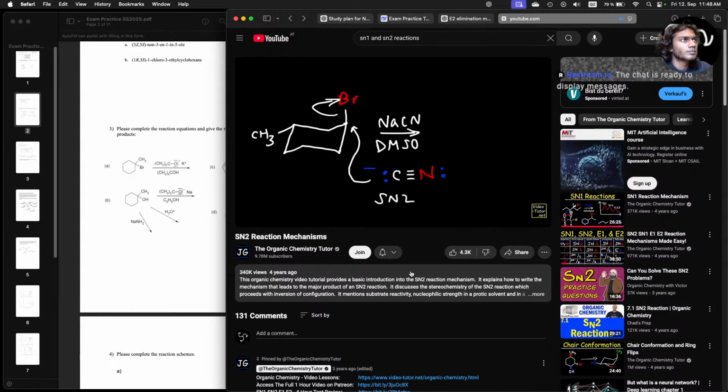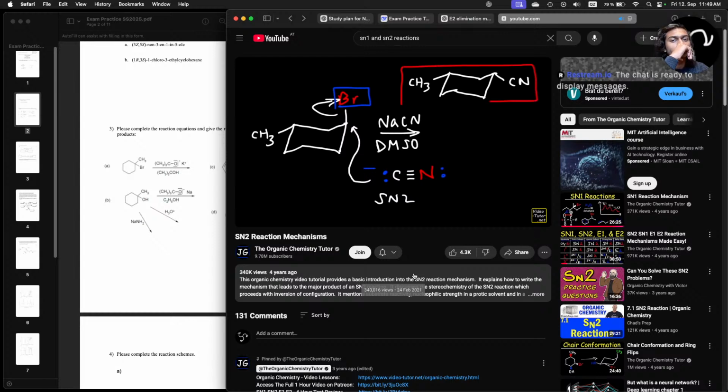The cyanide group is going to be on the equatorial bond because the bromine atom was on the axial bond, and so you need to switch it. And so the product, let me put over here where I have more space. The product will look like this. So the methyl group is unaffected, and now cyanide is in the equatorial position. And so this is the SN2 product for this reaction.